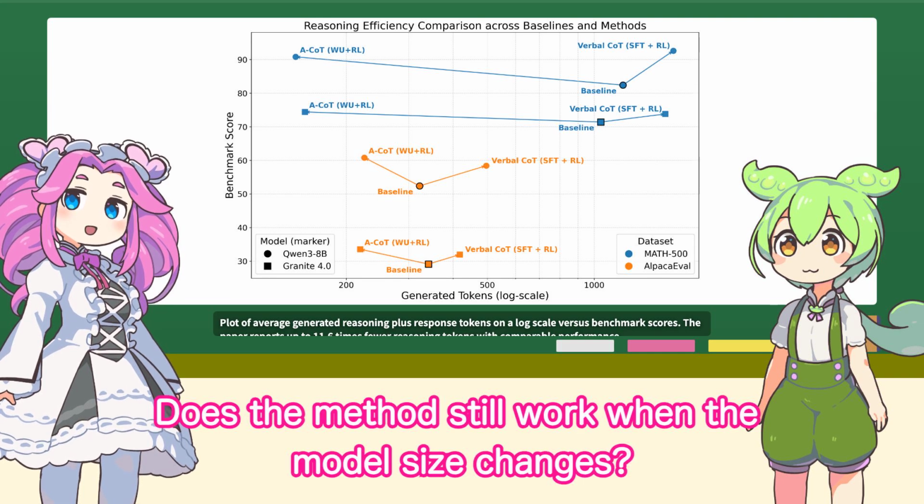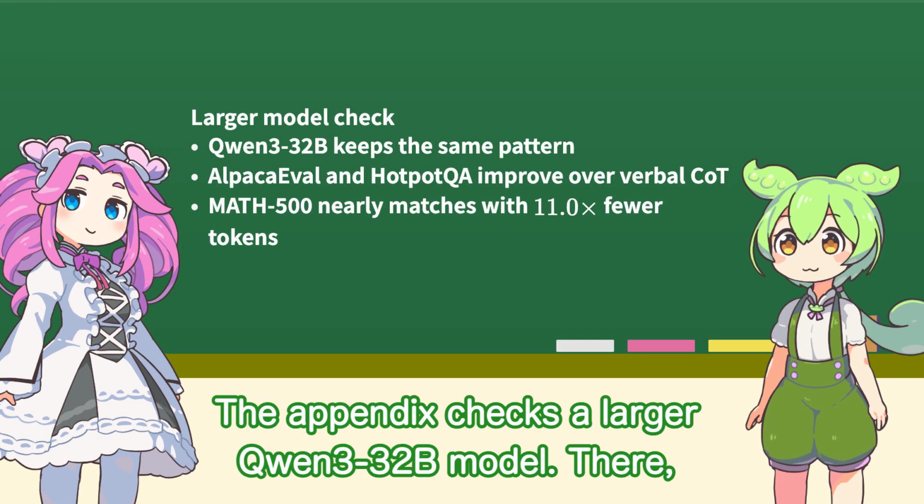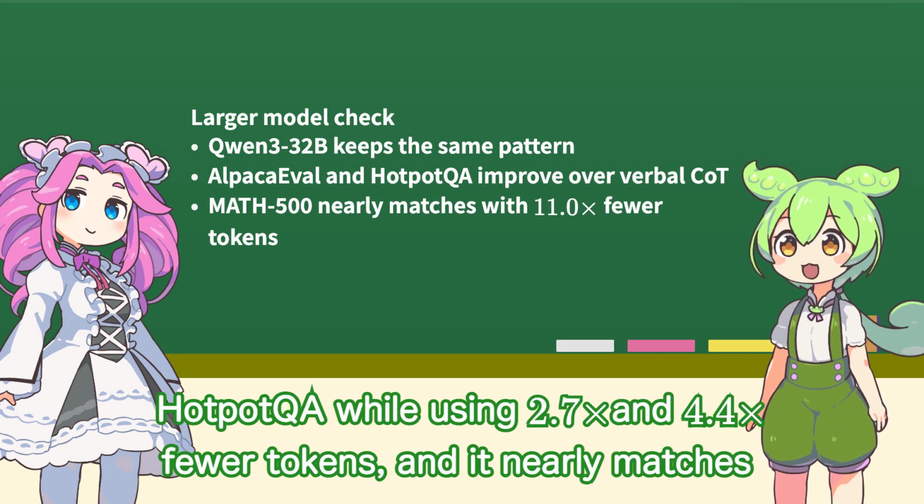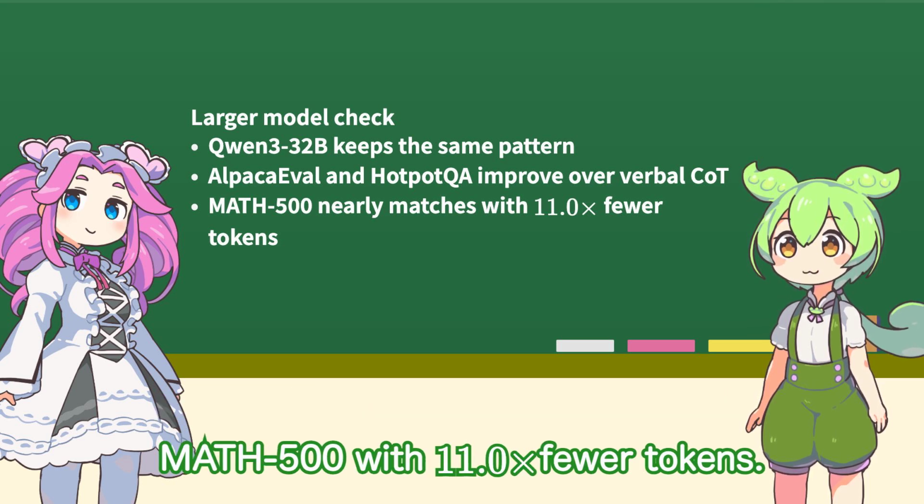Does the method still work when the model size changes? The appendix checks a larger Qwen3 model. The abstract CoT outperforms verbal chain of thought on AlpacaEval and HotpotQA while using 2.7 to 9.4 times fewer tokens. And it nearly matches on MATH 500 with 11.0 times fewer tokens.